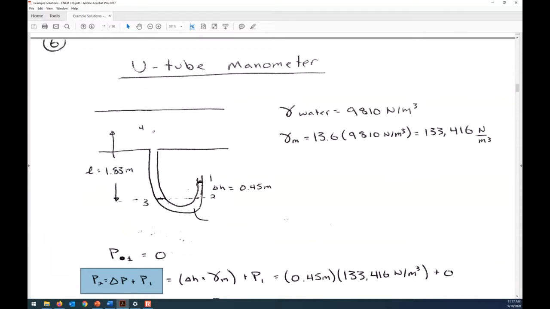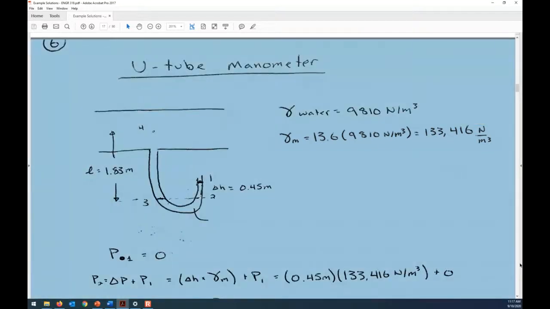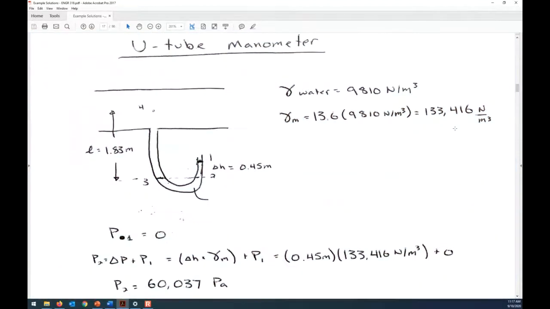If we assume that the gauge pressure at one is zero because it's in contact with the air, then the pressure is going to increase over 0.45 meters, and the unit weight of the mercury is 13.6 times the unit weight of water. Gamma of mercury has been calculated up here. That makes the pressure at location two 60 kilopascals, 60,037 pascals. That's the pressure at two.